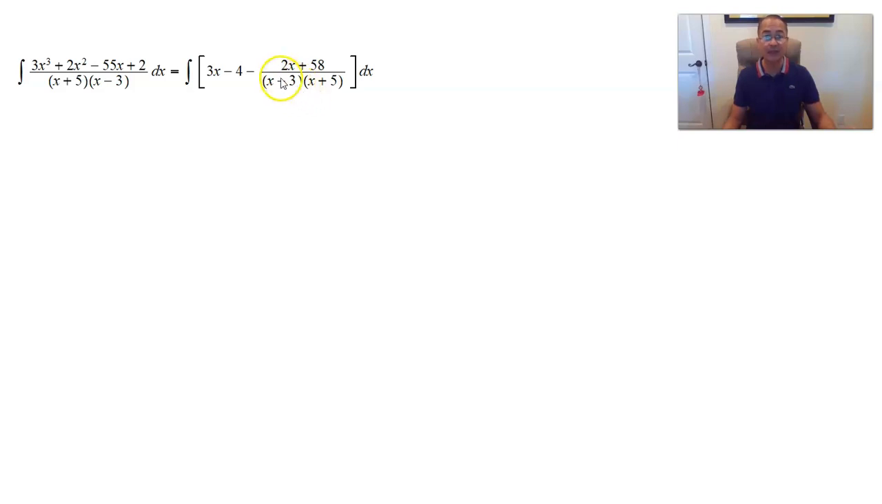Very important. It doesn't make sense that it's just minus 2x minus 58, okay? Because we already have 3x minus 4 there. Otherwise, we would be able to simplify. You have to include the denominator. Do not forget the denominator, okay?